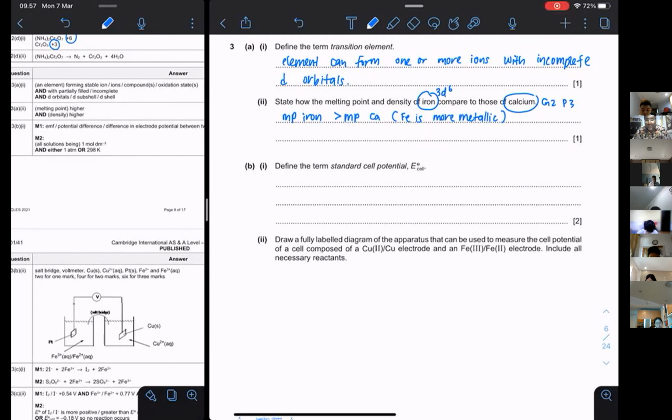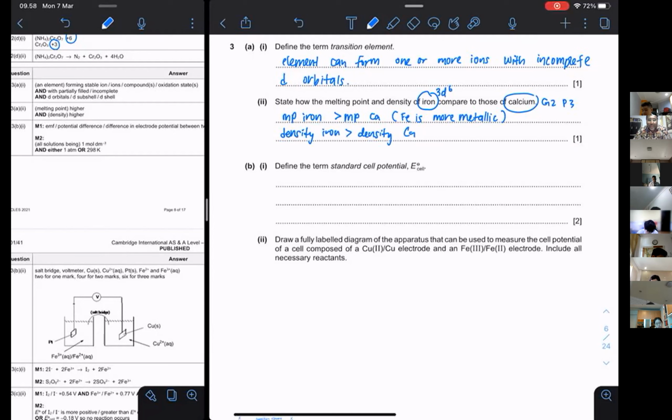And then the density. Do remember the density of transition metals is going to be greater. As you go across the periodic table, the radius also decreases, but for transition metals it doesn't decrease that much, while density is quite high compared to calcium. So the density of iron is more than the density of calcium. They didn't ask you to explain, only to state.